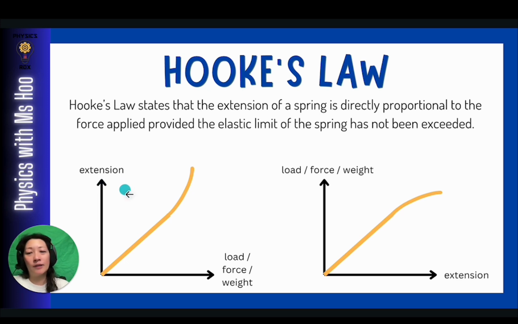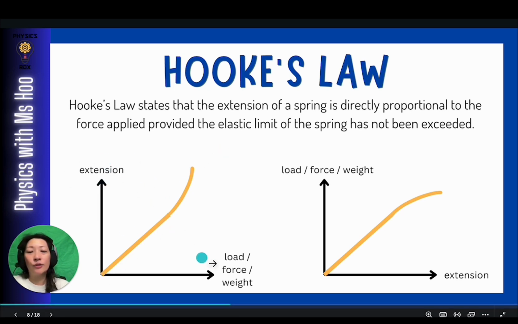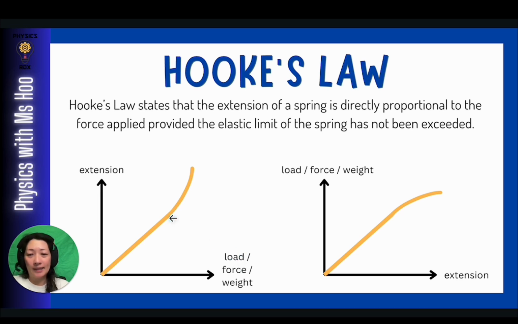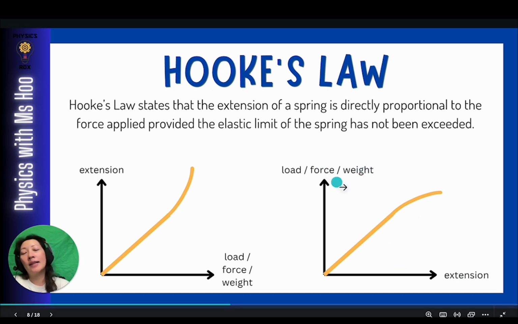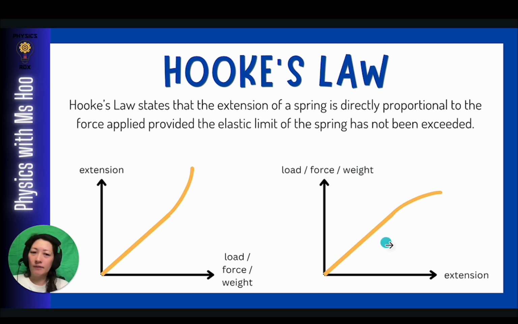So if we look at Hooke's law, it states the extension is directly proportional to the force applied, provided the elastic limit of the spring has not been exceeded. And if it has exceeded, yes, the graph will start to show a curve. Now, sometimes you may get a graph where they flip what's on the x and y axis, where they put the load, force, and weight on the y axis instead, and extension on the x axis. When you look at this kind of graph, you'll find that, oh, that's strange.